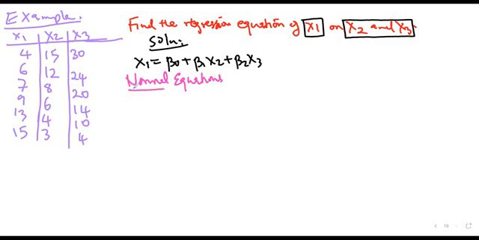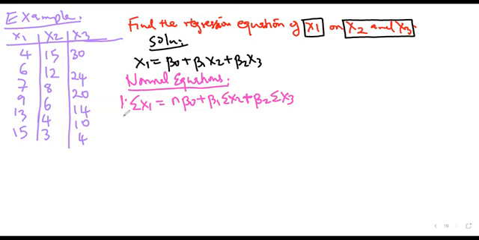The normal equations corresponding to that: the first normal equation will be summation of x1 is equal to n beta naught plus beta 1 summation of x2 plus beta 2 summation of x3.